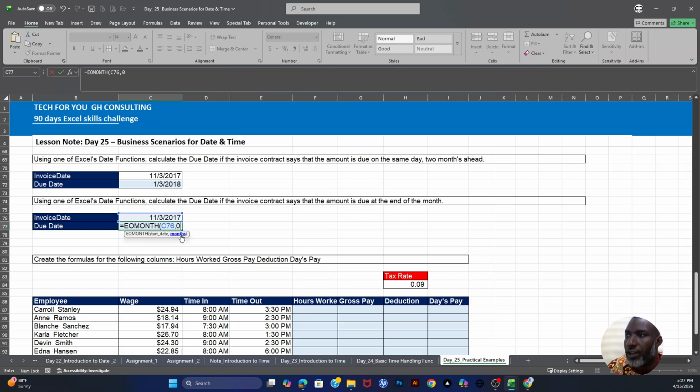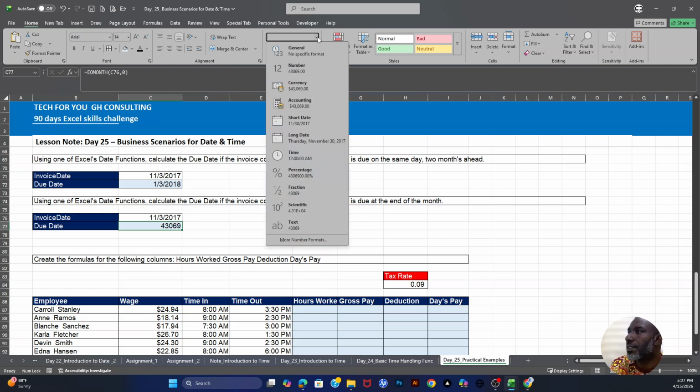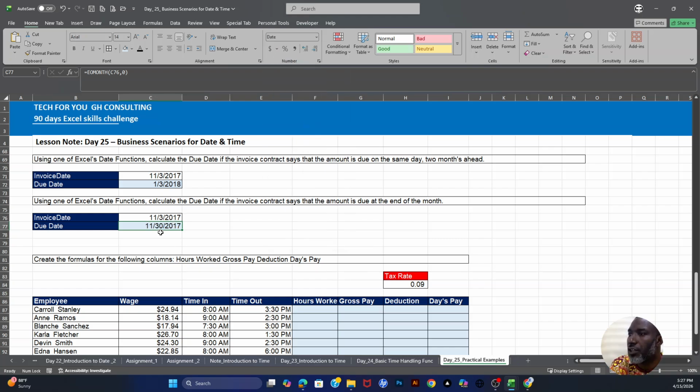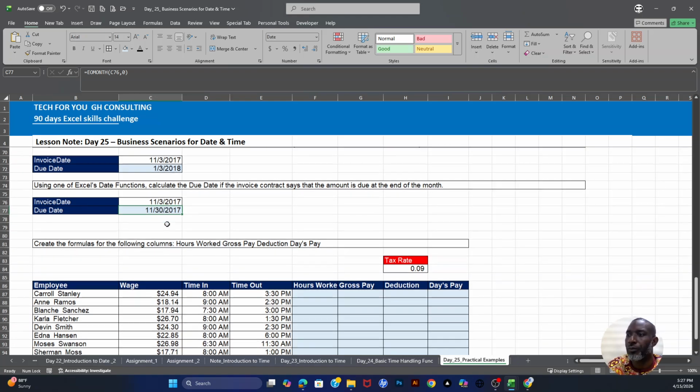If you put -1, you are moving to the previous month. If you put -2, you are moving to the previous 2 months. But when you put 0, it means you are staying in the same month. So take note of that. Then hit enter. Again, it's a normal formatting, so we change it to short date, and then you see that it is 30th November 2017. It moves straight to the end of that month. So we know that the end of that month is 30th November 2017. That is very beautiful for us.